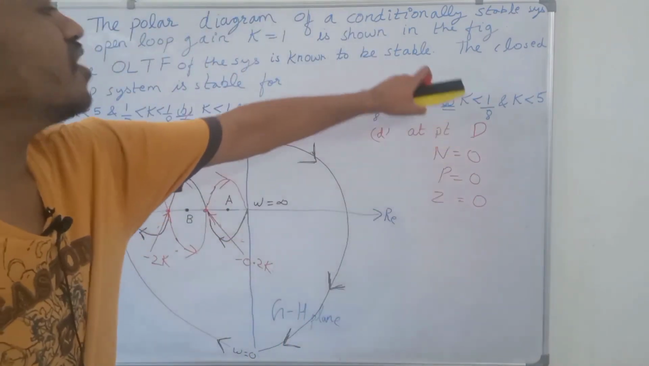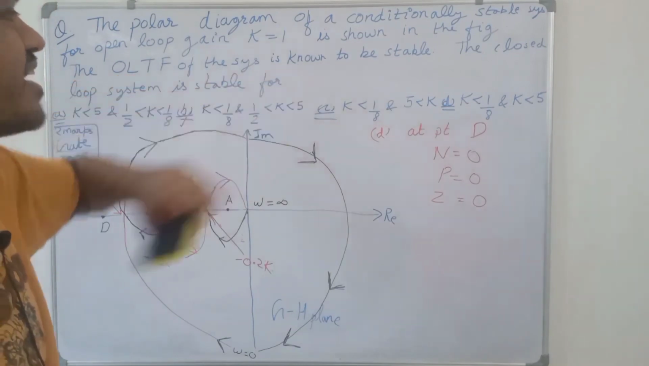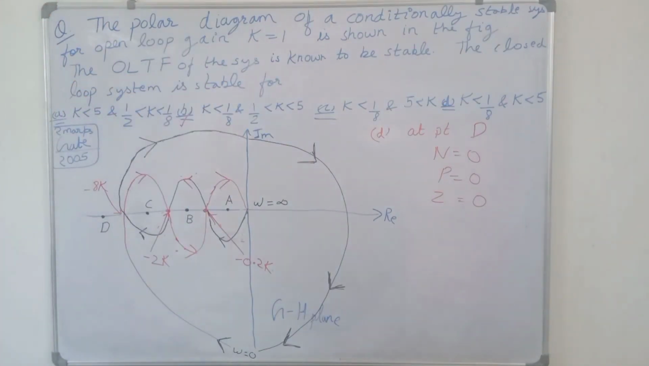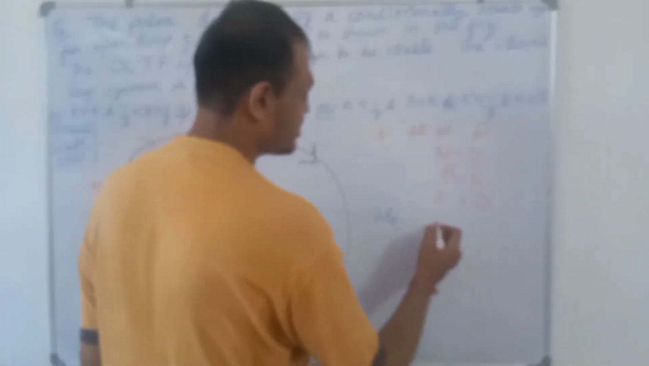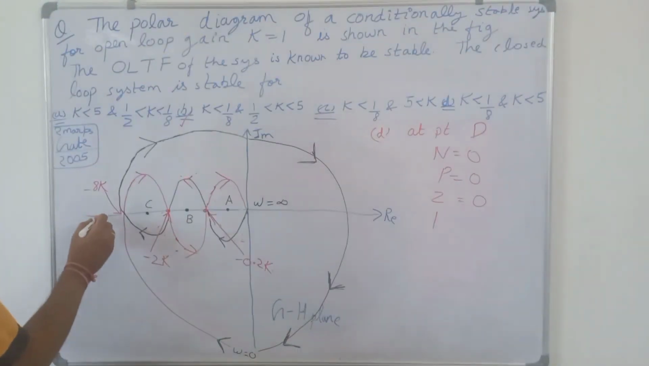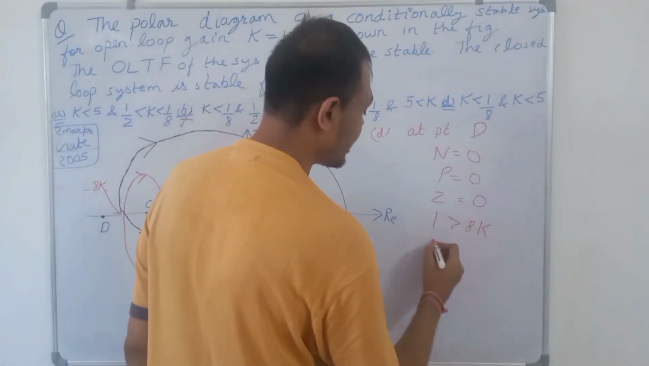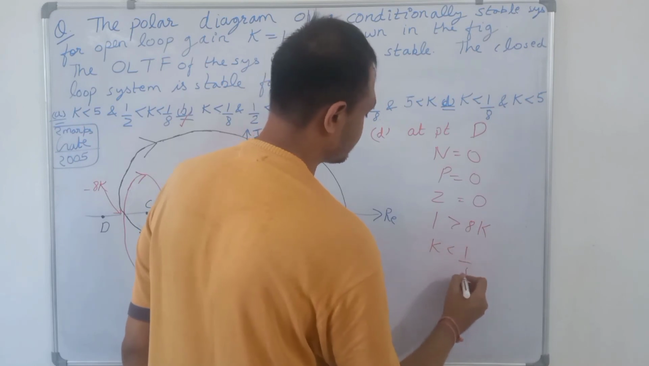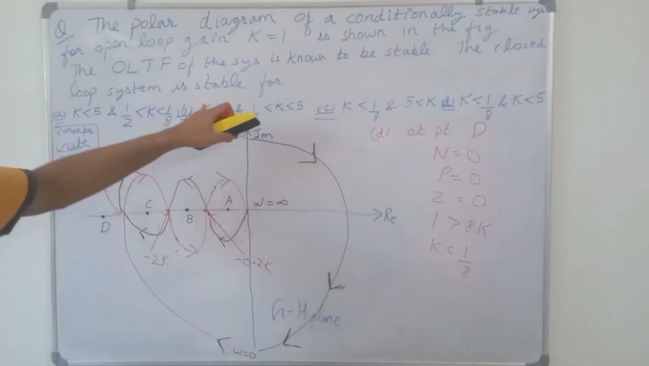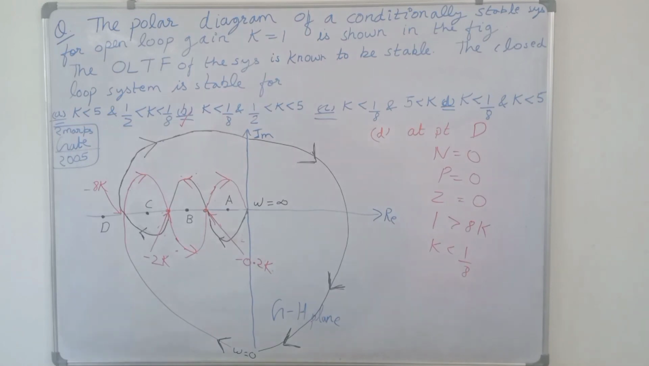P is equal to 0 for all the cases because the open loop transfer function of the system is known to be stable. So 1 is greater than 8k, because this is the critical point, or k is less than 1 upon 8. So again the point B is satisfied. So point B is the correct option. So this is how we solve this question on the Nyquist stability criterion.